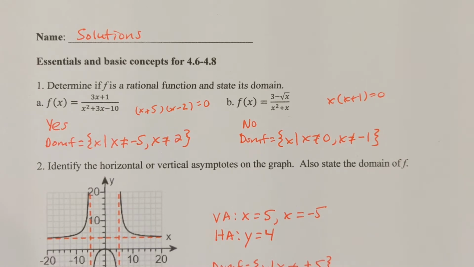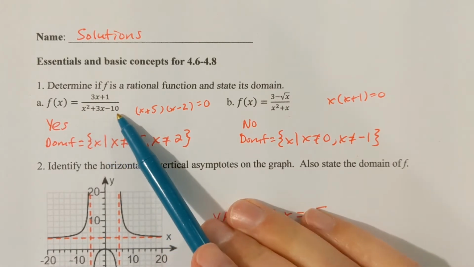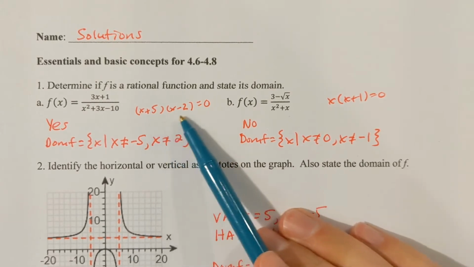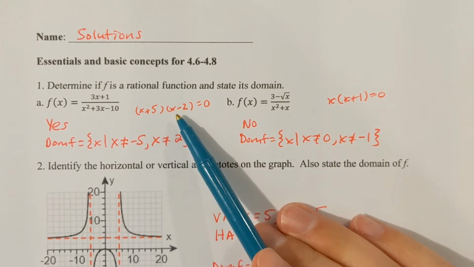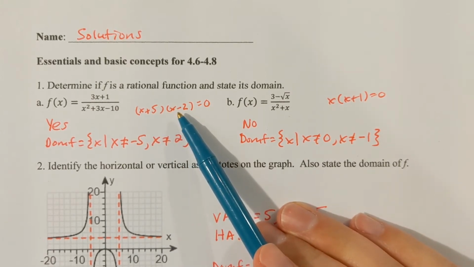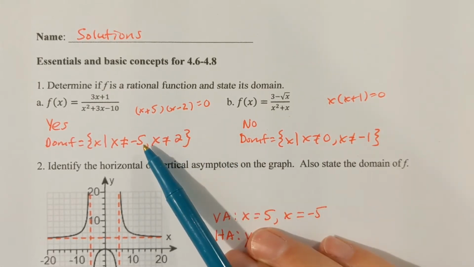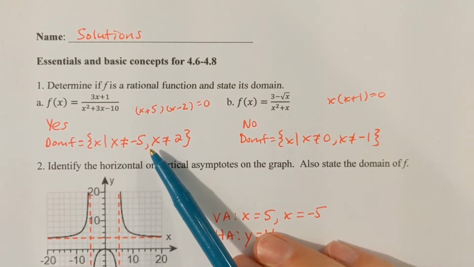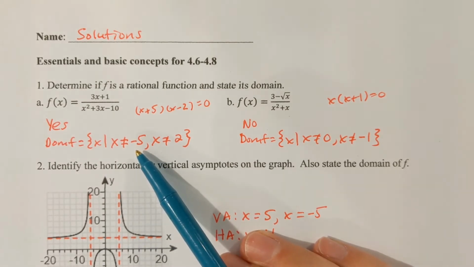State the domain. Well, of course, I know I can't divide by 0 here, so I would just simply take the denominator and set it equal to 0. I've done that here on the side. X squared plus 3x minus 10 factors as x plus 5 times x minus 2. And so when you set these equal to 0, you're going to have x equal negative 5 and x equal 2. That is what we don't want for values of x. And so therefore the domain of f, the set of all x such that x is not equal to negative 5 and x is not equal to 2.